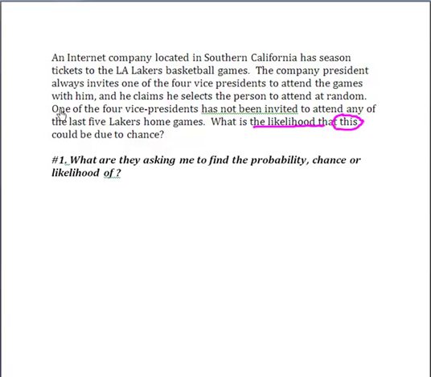Well, this right here. Can you see what the issue is, that one of these four VPs has never been invited to attend any of the last five Laker home games. Don't care about the numbers yet. Just try and figure out, what are they asking me for in terms of chance, likelihood, or probability? So, number one, identify kind of the object of your affection. All right, now that we've done this, let's move on to dealing with the number part.